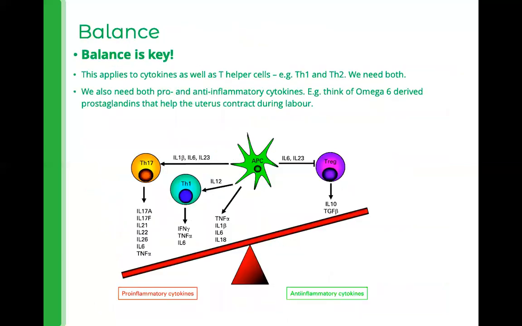Balance is key, I've already mentioned that. And it's not just the T cells, but also the cytokines. We need a balance because we need both. The example I gave there is the prostaglandins. Some of the more inflammatory prostaglandins we actually need to induce labor. Women are given prostaglandins to start labor. That is what an induction is. When you hear about a gel, they're prostaglandins, right? So we do need them.